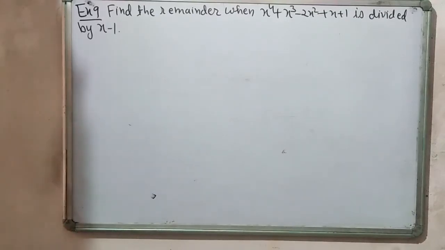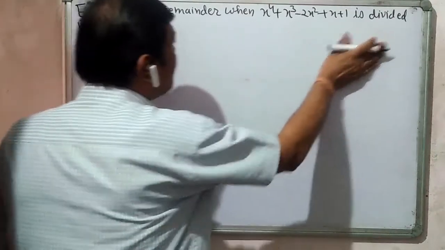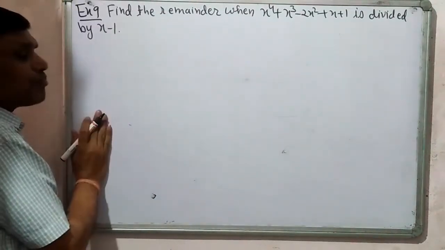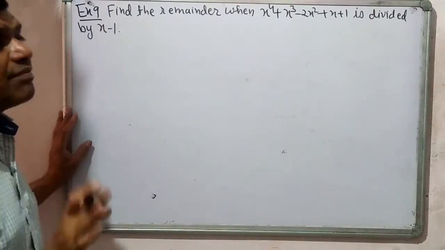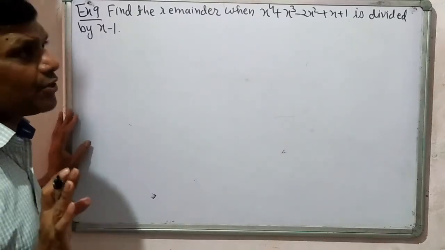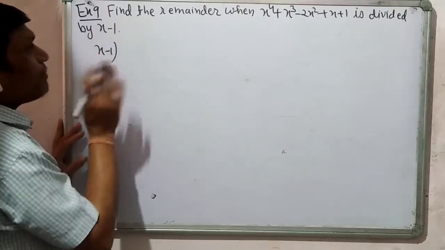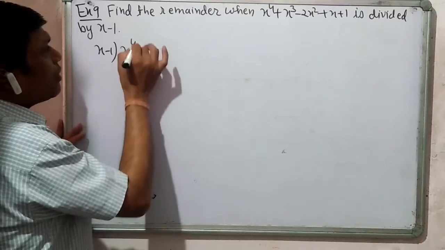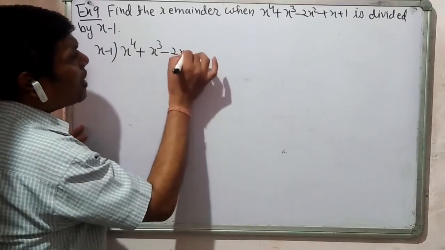Dear students, example number 9 is: find the remainder when this polynomial is divided by x minus 1. As usual, now we know both the methods, so we can use division as well as the remainder theorem. Let us use division first. I will do it a little fast because now we have done a lot of questions, so you are very much aware of all the steps.